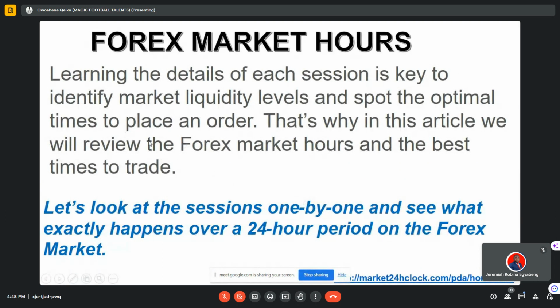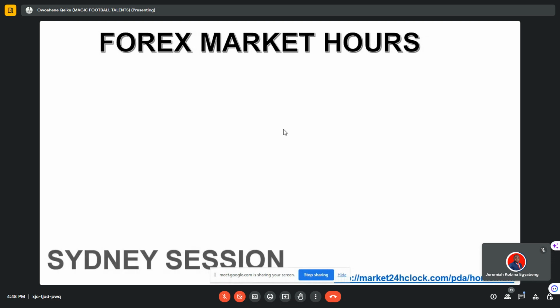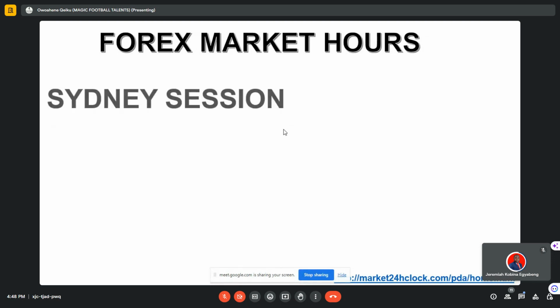Learning the details of each session is key to identify market liquidity levels and spot the optimal times to place an order. That's why in this article we will review the forex market hours and the best times to trade. Now, the forex market hours by session.